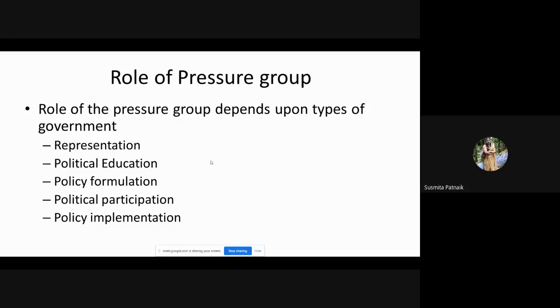Okay. Then the next one is called policy implementation. This is also an important concept of the role of the pressure groups. What do you mean by policy implementation? Policy implementation means they put pressure upon the government to implement the policy in favor of the ordinary citizens. That is called policy implementation.